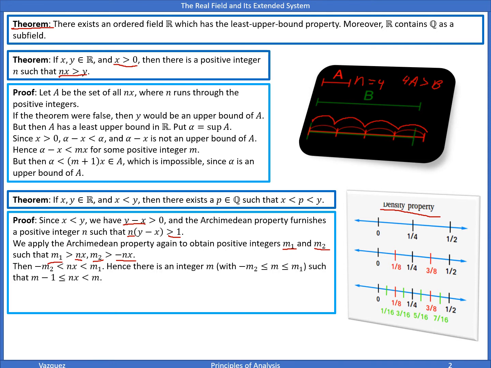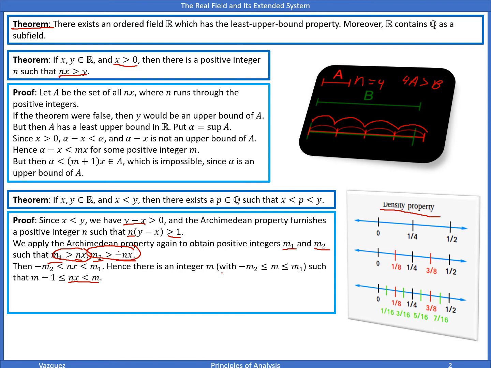And therefore, so nx is greater than negative m2, right? You can do some algebra here. And less than over here, less than m1. So hence there's an integer m such that m is greater than nx and nx is greater than or equal to m minus 1.